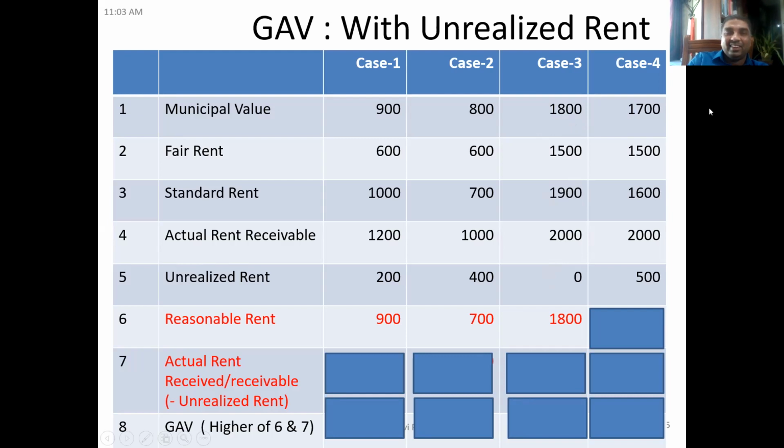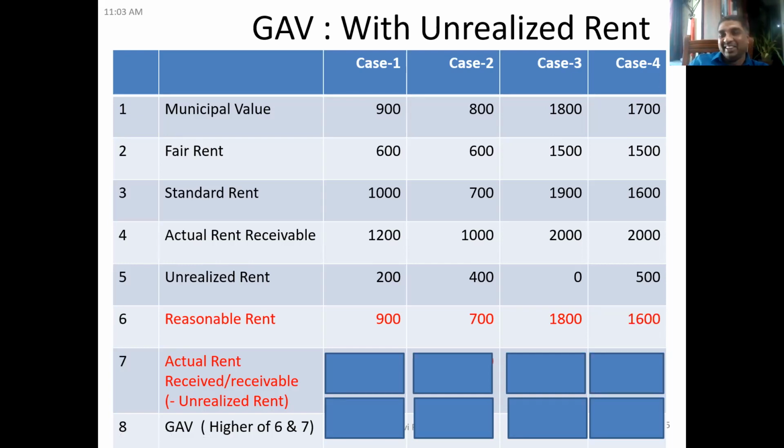1500. Okay, right. So what is this municipal value? Fair rent, whichever is higher. What is higher? Sir, municipal value, 1700. But that should not exceed the standard rate. Standard rate is 1600. So what is your answer? Sorry, 1600. Yes, don't get confused.